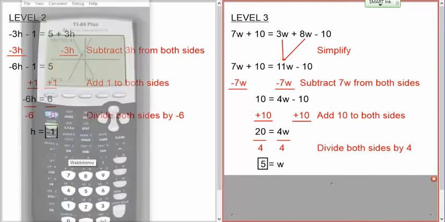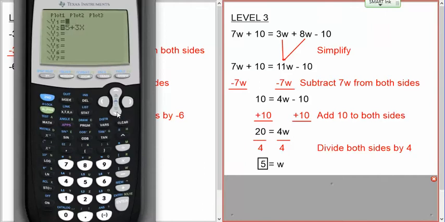So let's check this one last way. I'm going to go back into the y equals, and I'm going to do the left side of the equation, 7w plus 10, but I'm typing x instead of w. And on the right side, 3w plus 8w minus 10. And then I'm going to go to a table. So instead of graph, I'm going to go second graph. Okay, and I'm going to go to 5. And 5 is where both outputs are the same, that I get 45 out on both sides. So 5 is the place where they are equal to each other.